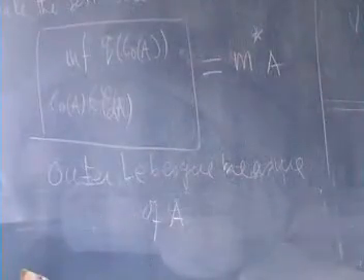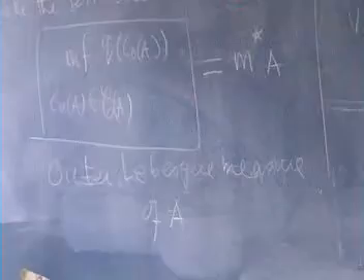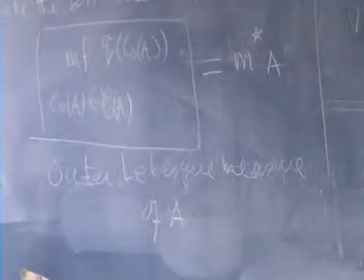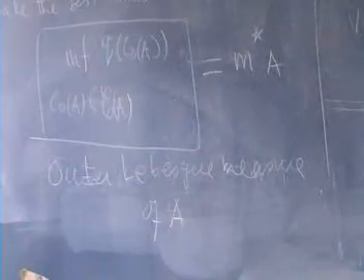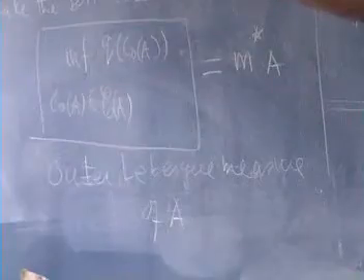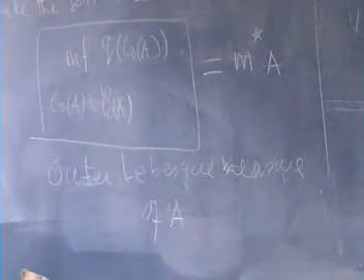You can ask whether there is something like an inner measure. Yes, Lebesgue did that also. The reason is we are allowing now for infinite sets. Now suppose I have minus infinity to infinity.